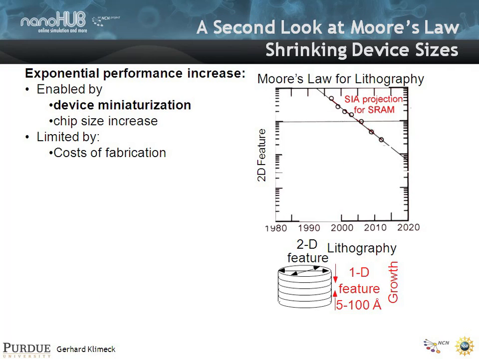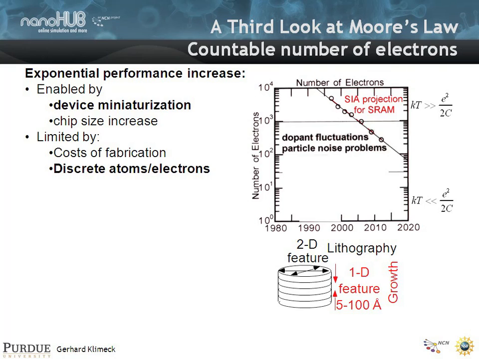So another way to look at Moore's law is yet another one where instead of just looking at the 2D feature size in the lithography, which was going down on the log scale, really look at discrete atoms and electrons, where we're now in the realm where you have dopant fluctuations and particle noise problems. As you reduce the number of electrons that are sitting on the gate, if their thermal energy is larger than the charging energy of an individual electron, you're fine. But if you're approaching the regime where the thermal energy is comparable to the charging energy of a few electrons, then adding an electron or taking it off makes a difference. So you have all kinds of noise problems in your device.